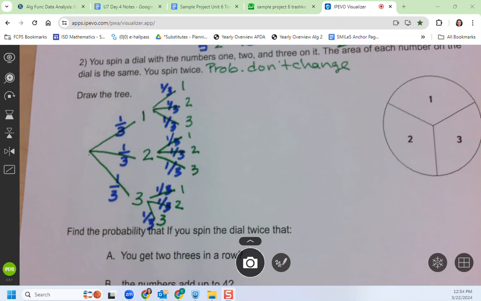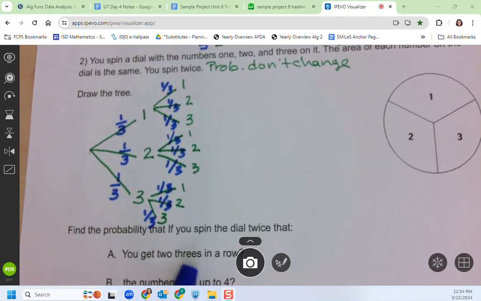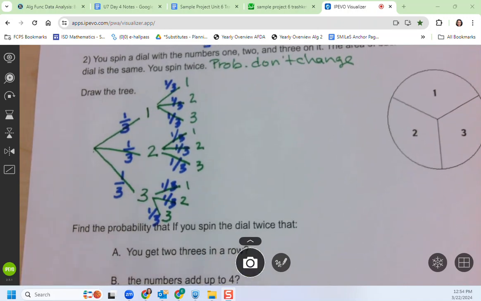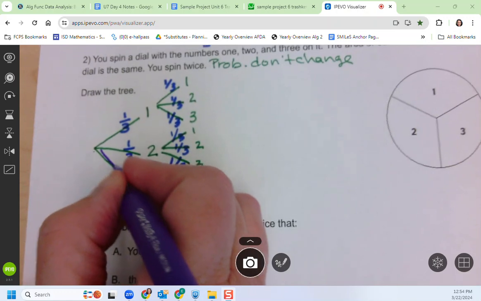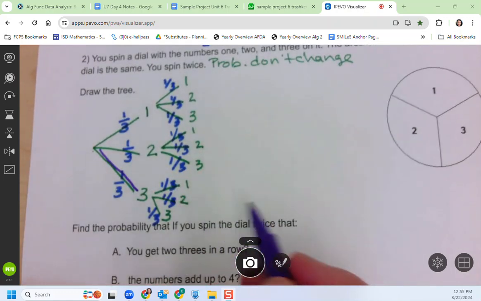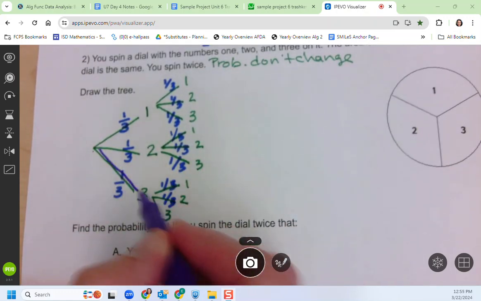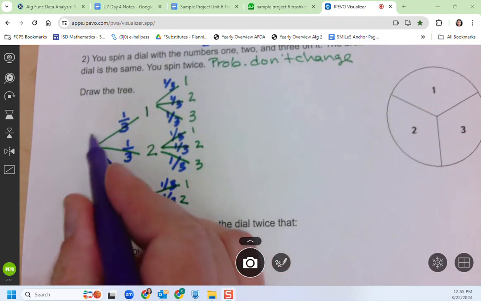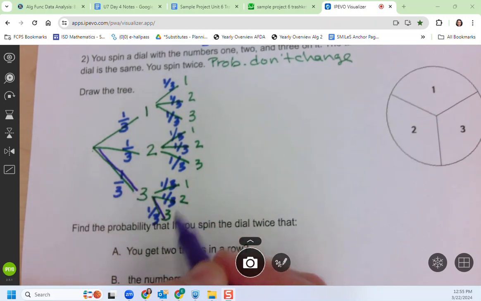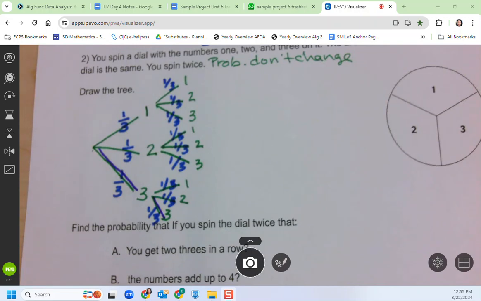All right, I want you to try to find the probability that you get 2 3s in a row. So that means that you went here, you got, yes, that's a 3, and then that's a 3. Follow the tree and multiply your fractions to find the probability you get 2 3s in a row. I'm going to wait for you guys to write that on your paper and then find your answer.